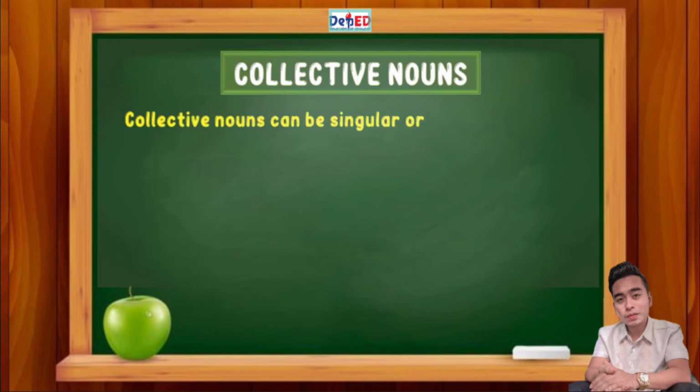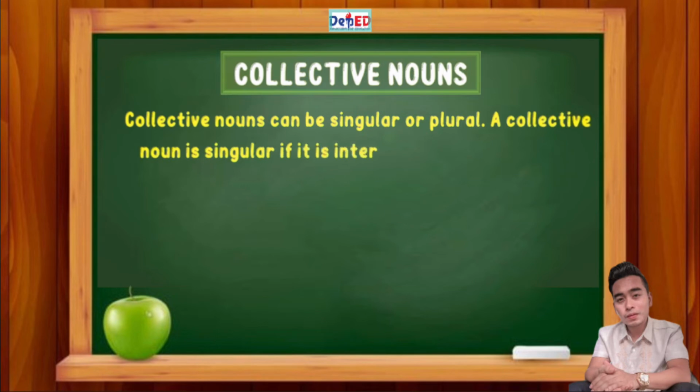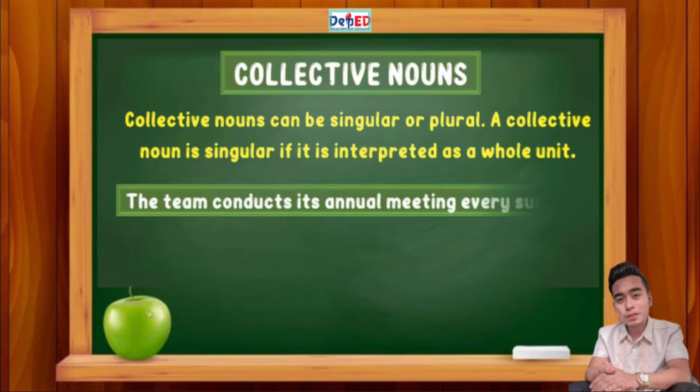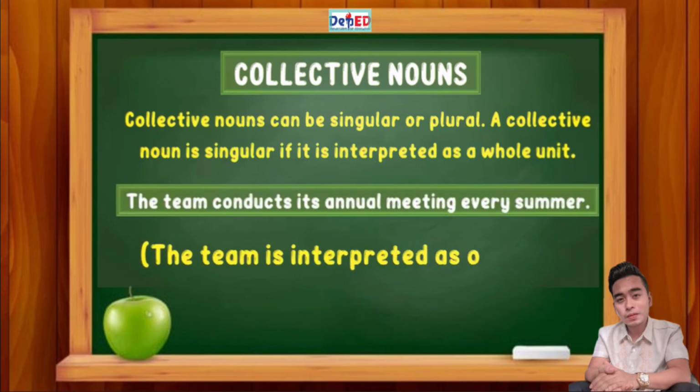Collective nouns can be singular or plural. A collective noun is singular if it is interpreted as a whole unit. For example, the team conducts an annual meeting every summer. The team is interpreted as one unit.